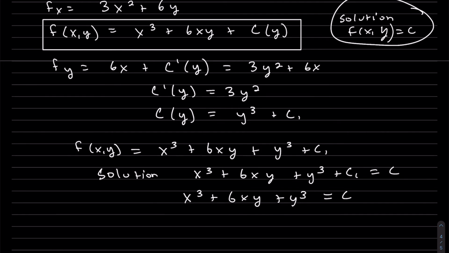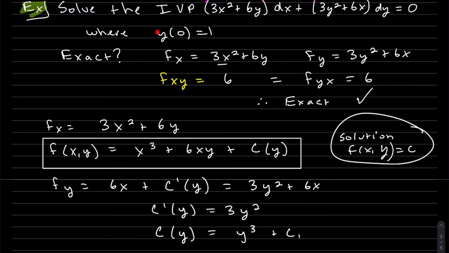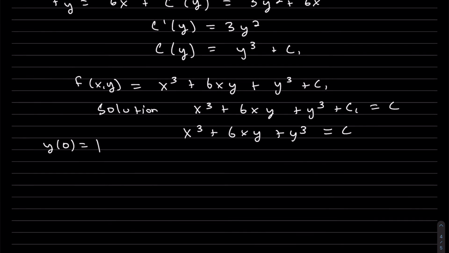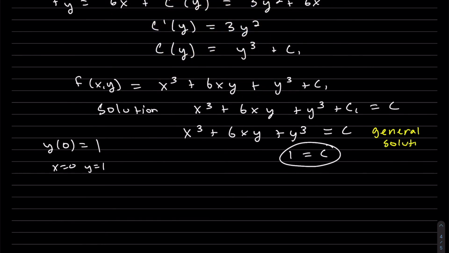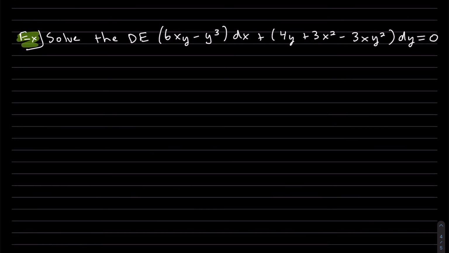But this was an initial value problem. So we've got to find C. Yeah, all of these zero out when you plug in 0. So my solution, again, this is my general solution. And my particular solution. And that's it. So we'll do another one.